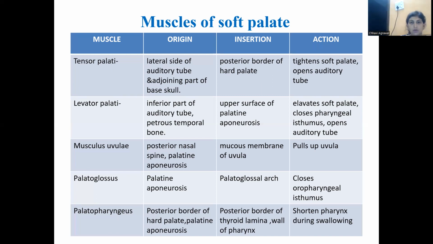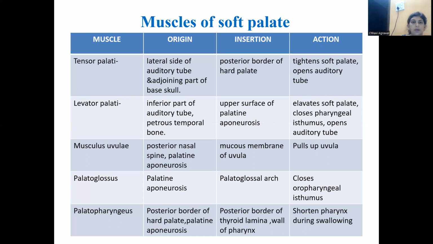The origin of tensor palati is from the lateral side of the auditory tube and adjoining part of the base of the skull. It gets inserted over the posterior border of hard palate. The action of tensor palati is to tighten the soft palate and open the auditory tube.